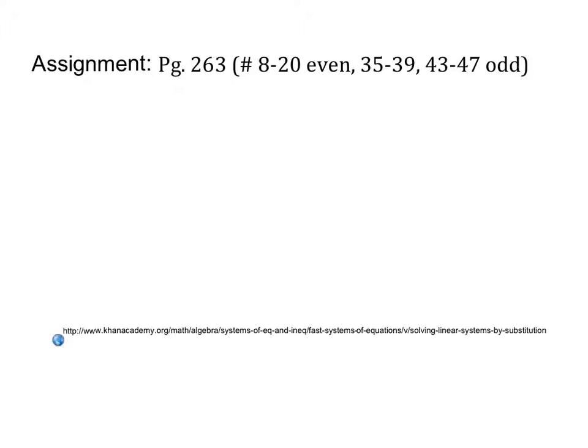So this is what I'm asking you to do. It's 8 to 20 even, 35 to 39, and then 43 to 47 odds. Use the rest of class time to work on this. Please take your time, do your best.